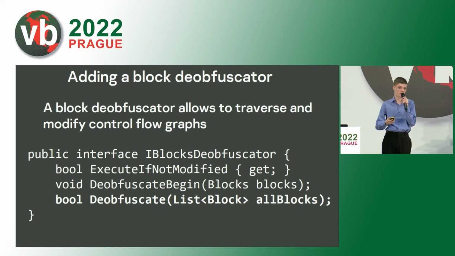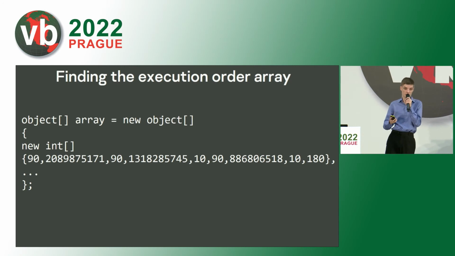Now, if we define this method, then dfo.dot will iterate over every function in the obfuscated binary. It will construct a control flow graph for every function, and for every function, it will call the deobfuscate method of our block deobfuscator. It will pass the constructed control flow graph as a list of blocks in the all blocks argument. And then we'll iterate over this list of blocks. While iterating, we'll be looking for execution order arrays.